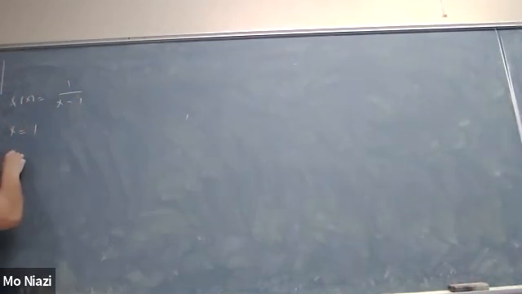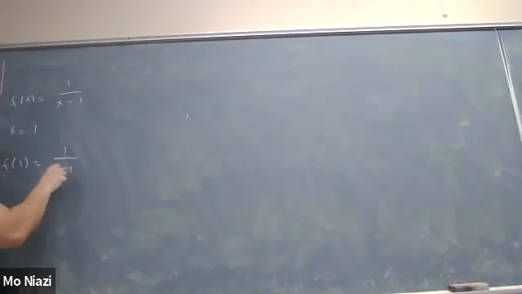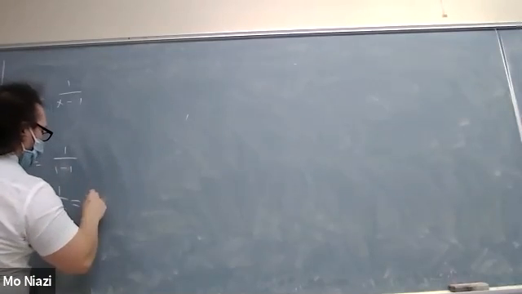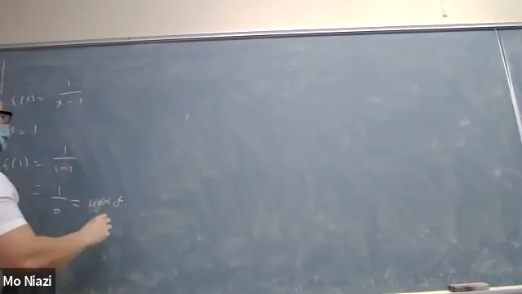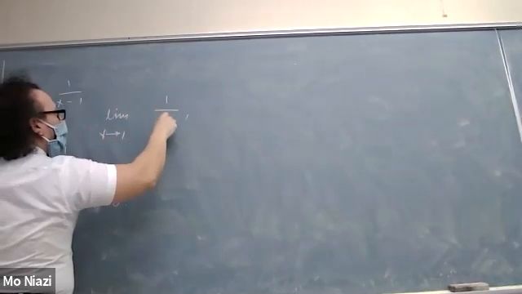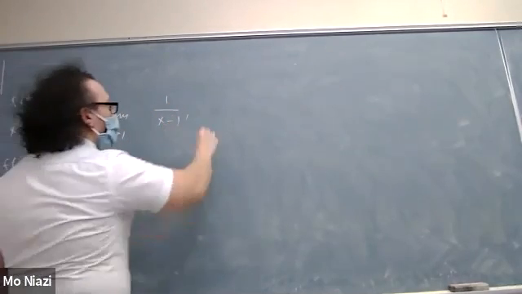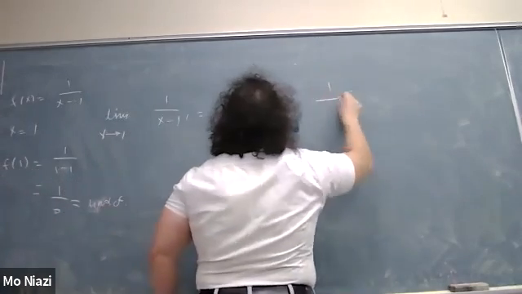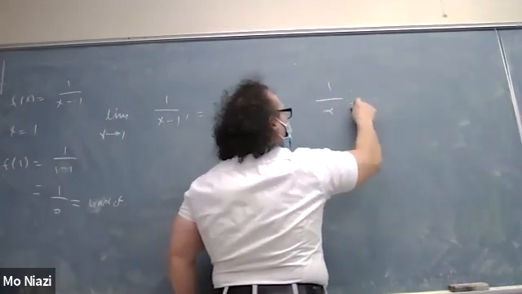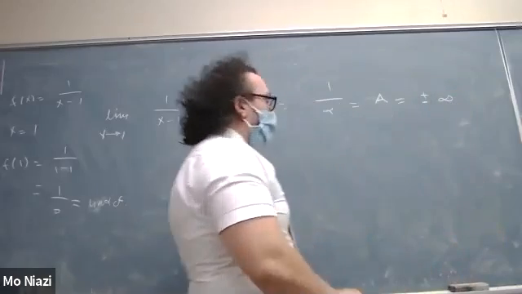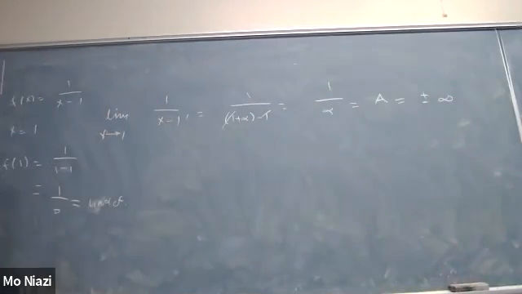Well, f of 1 is equal to 1 over 1 minus 1, which is equal to 1 over 0, which is undefined, really. What is the limit as x approaches 1 of this? Well, it's equal to 1 over alpha, which is equal to capital A. So this really implies plus or minus infinity, right? So it has a plus or minus infinity discontinuity.